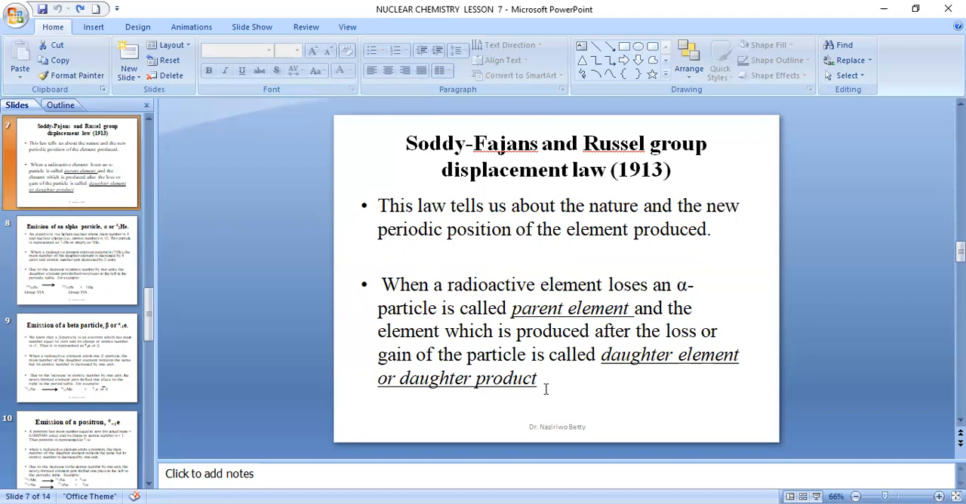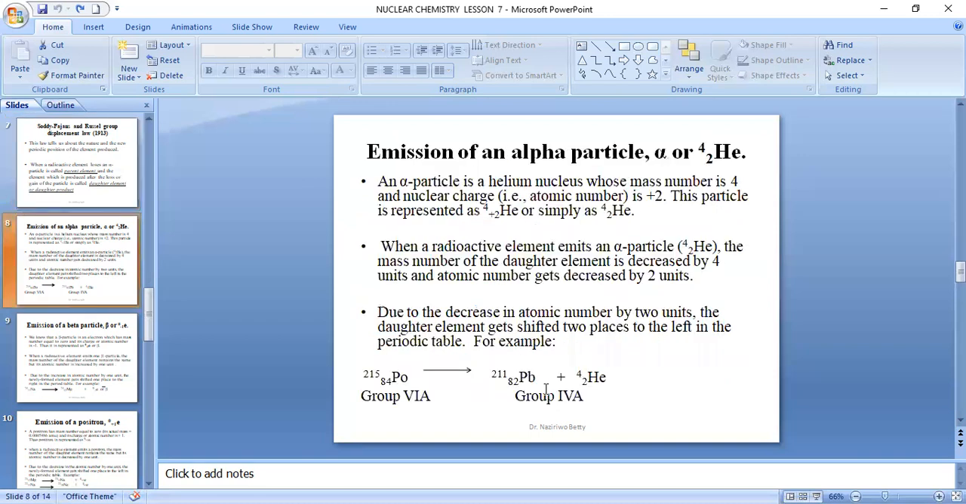A radioactive element which loses an alpha particle is called a parent element. And the one which is formed or produced after the loss of the particle is called the daughter element or the daughter product. Emission of an alpha particle.